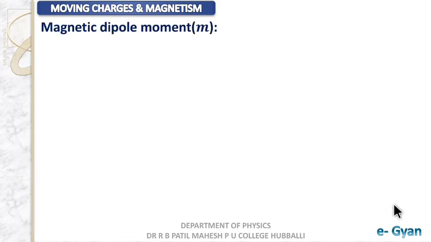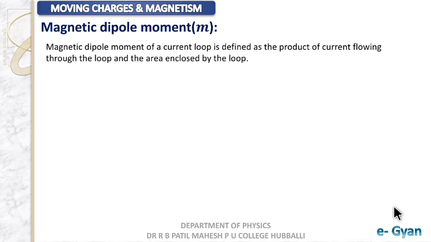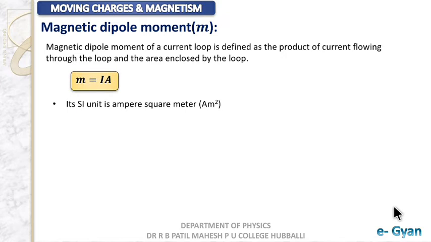Magnetic dipole moment is denoted with small m. Magnetic dipole moment of a current loop is defined as the product of current flowing through a loop and area enclosed by the loop. That means mathematically it is written as m equals I into A. I is the current and A is the area bounded by the loop. Here the SI unit of magnetic dipole moment is ampere meter square, and it is always directed towards the normal to the current loop.